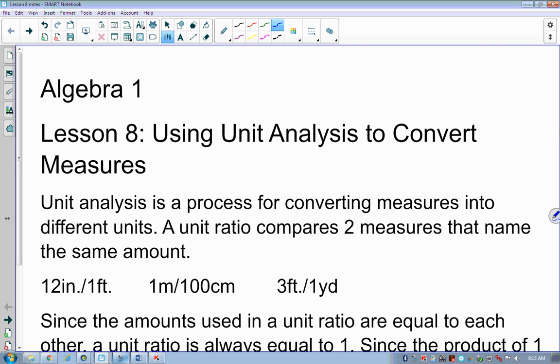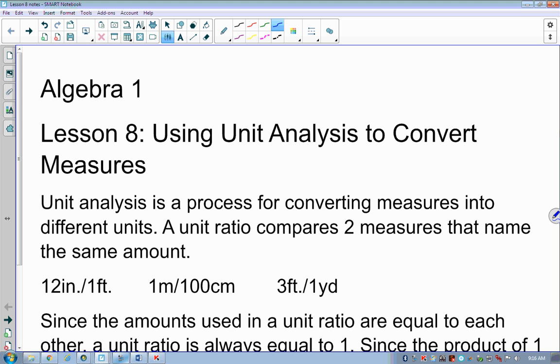Algebra 1, Lesson 8, using unit analysis to convert measures. So basically, it's a lesson on unit conversion. You guys should already be familiar with how to convert units because I remember teaching this in middle school, okay, so you have already learned some of this. Unit analysis is the process for converting measures into different units.